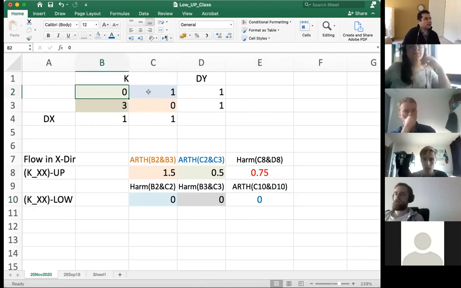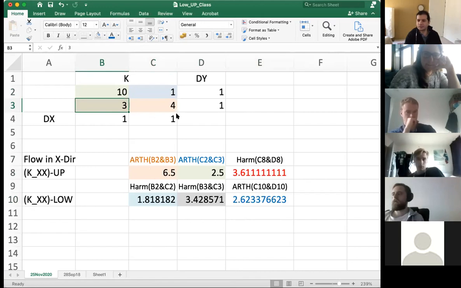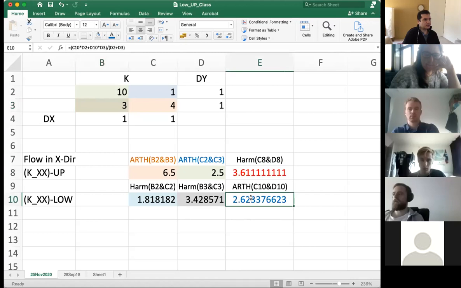Now you can play with this Excel file and do whatever you want to find out what would happen if you have, let's say, 10 here, or for example 4 here. Now I have one question. You see the upper and lower bounds are not significantly different here. They are different, though. This has 3.6, this is 2.6.